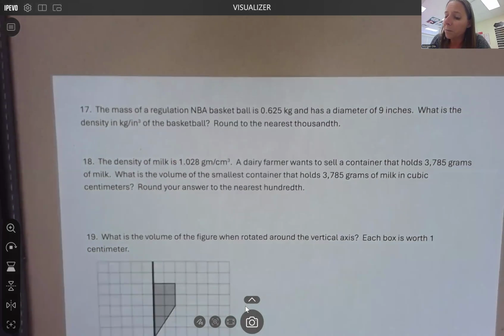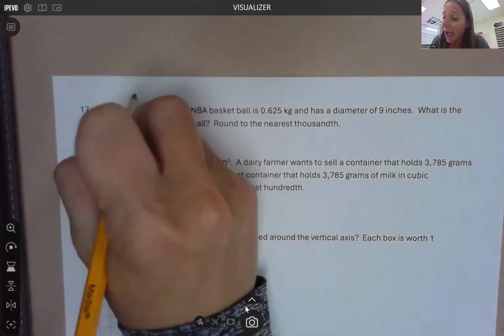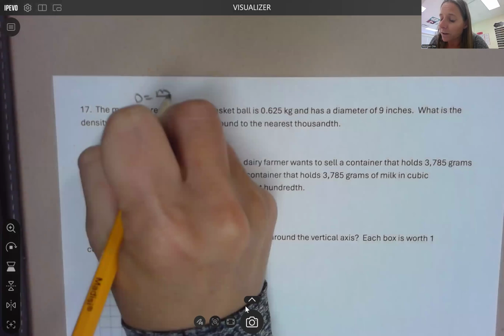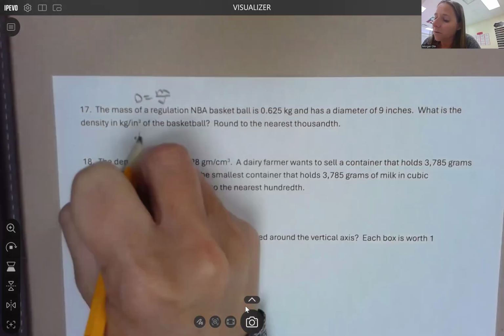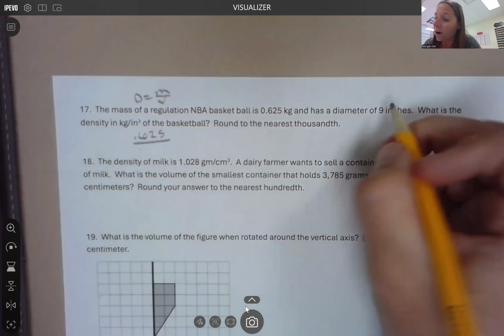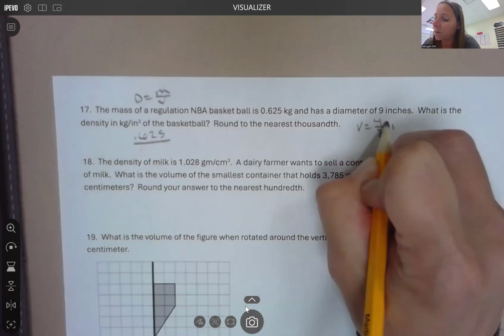All right, here, remember, density equals mass over volume. I have the mass, which is 0.625. I just don't have the volume. So the volume is 4/3 pi r cubed. Oh, wait a minute, they gave us the diameter.